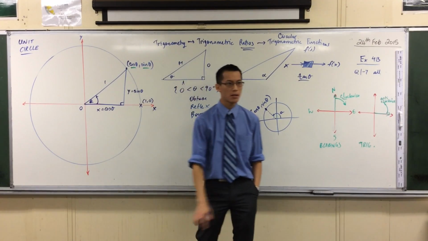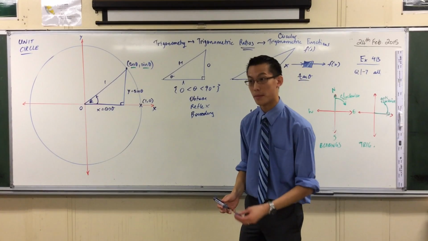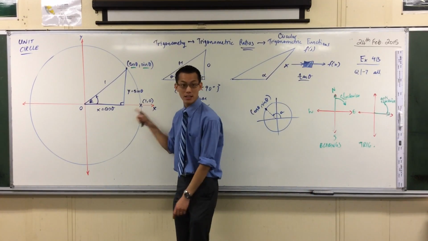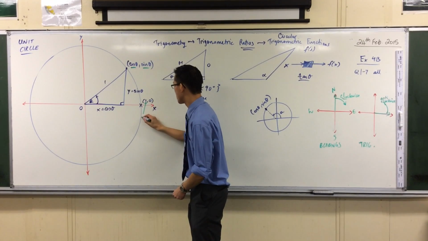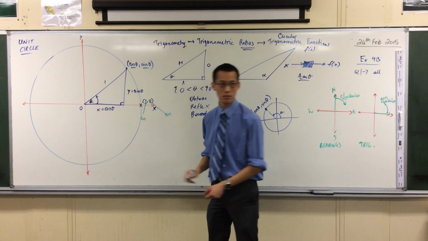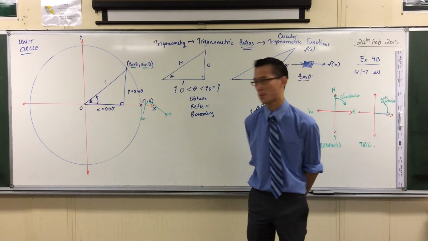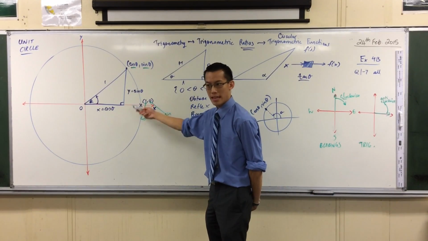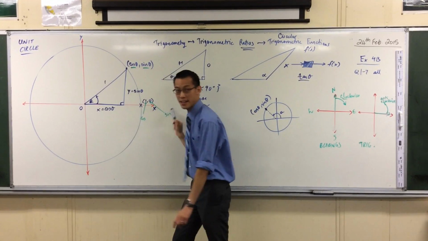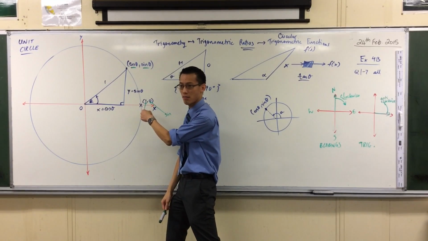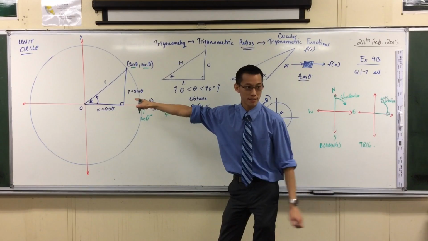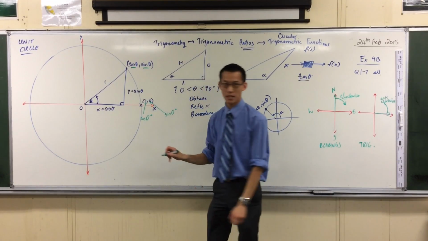1, 0, right? But we just defined those two numbers, 1 and 0, as the cosine and the sine of the angle related to this point, right? So 1 is the cos of an angle, and 0 is the sine of an angle, okay? The question is, what angle corresponds to this point? And the answer is, the angle is 0 degrees, because I'm measuring from the x-axis and I'm on the x-axis. So that means that cos of 0 degrees is 1, and sine of 0 degrees is 0.